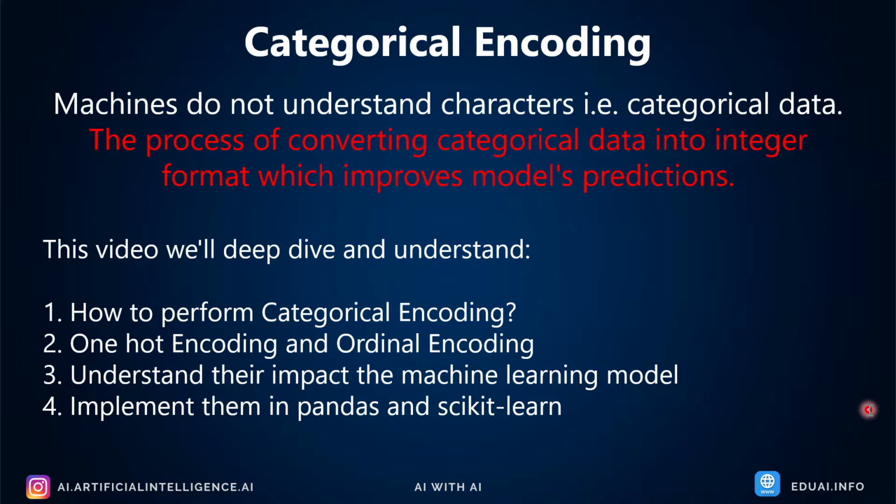As I've said, machines do not understand characters, that is categorical data. Then how do I convert that categorical data so machines can also understand and improve models' performance? This is called categorical encoding, the process of converting categorical data into integer format. Machines understand numbers, they do not understand characters, and converting that categorical data to numbers is what categorical encoding stands for.